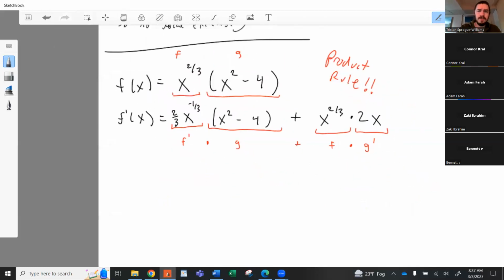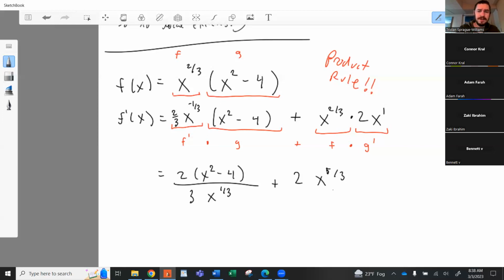Okay, so what do we have? I'm going to write this out. This is 2 times x squared minus 4 over 3 times x to the 1/3, and then plus 2x to the power 5/3. If I do 2/3 plus 1, I get 5/3. So that's a way to write it if you want.